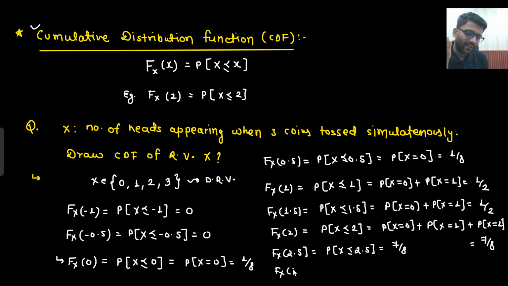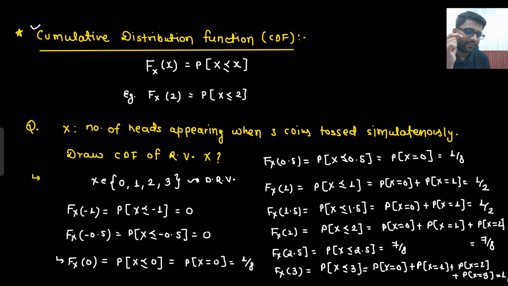And what would be Fx of 3? So probability of random variable X taking values lesser than equals to 3. That means 3 will also be included now, right? And you let me know what will be the answer of this particular thing. That will be 1 only.